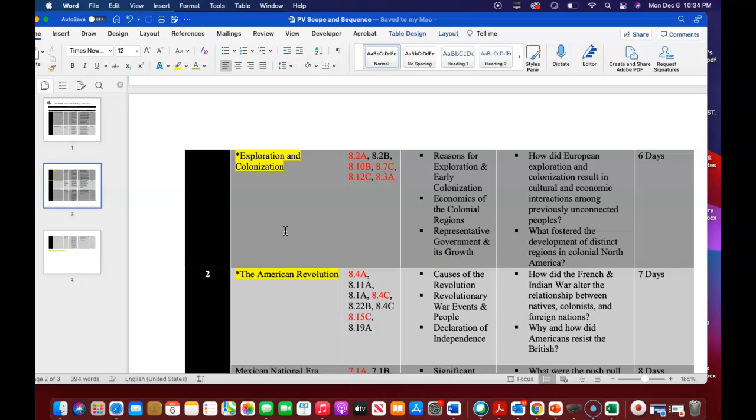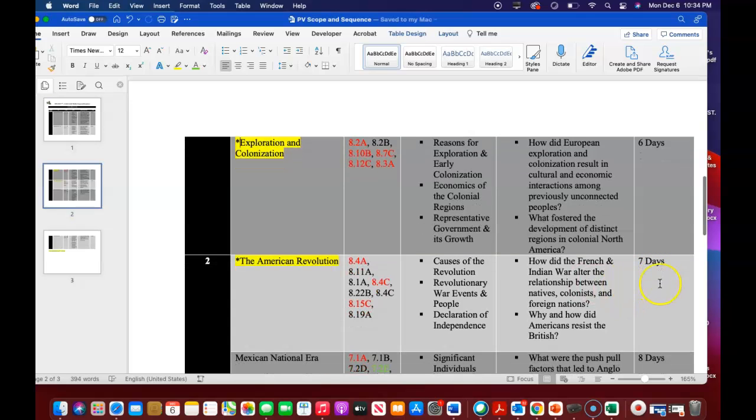The next thing that comes chronologically in the history is the American Revolution. Again, this is also an 8th grade unit. Here you have 3 readiness standards that you'll be teaching, and here are the topics that you'll cover. The students, again, will have 2 essential questions to answer at the end, and you will have 7 days to cover this unit.